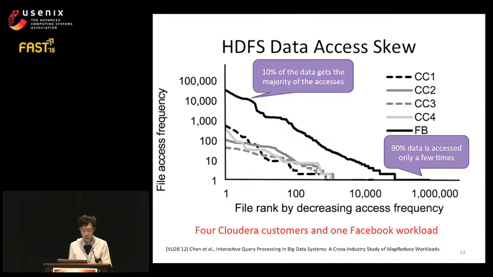So we start by first taking a look at the workload data access skew, where we have 5 workloads, 4 from Cloudera customers and 1 Facebook workload. The x-axis here is the files ranked by decreasing access frequency. The y-axis is the file access frequency. Both are in log scale. As we can see here, only 10% of the data gets the majority of the accesses. And the majority of the data is cold, and 90% of them are just accessed a few times. Note here, it's all log scaled.